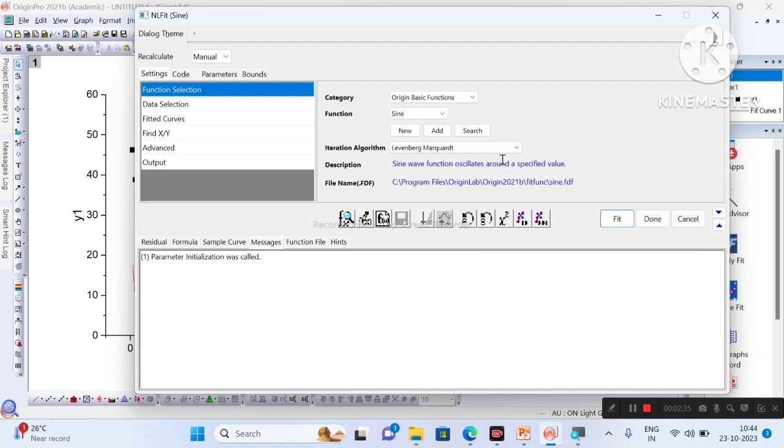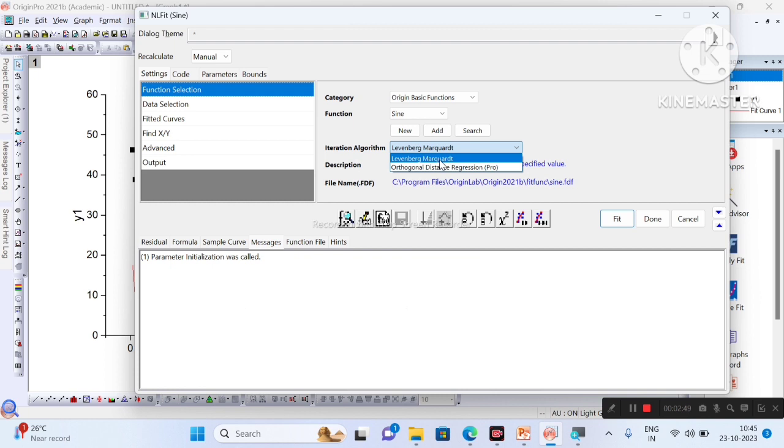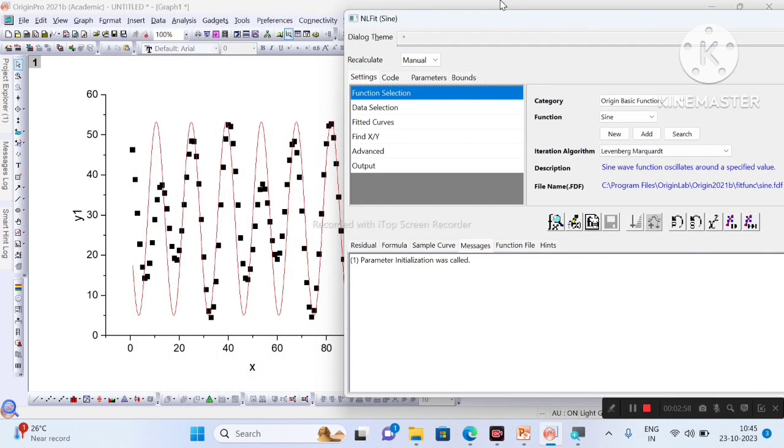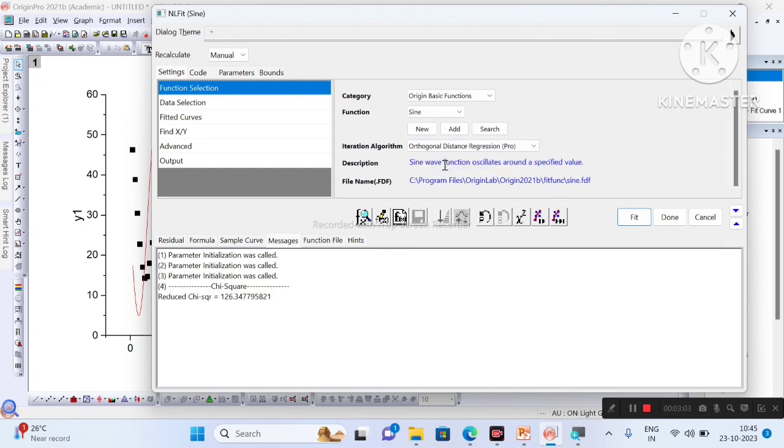In this Origin 2021 we will get two options for the iteration algorithm: the Levenberg-Marquardt method, if I am not wrong in the pronunciation, or orthogonal distance regression. If your data points are much deviating, like much scattering, it's better to use orthogonal distance regression, the pro form. This will fit the data points more accurately.